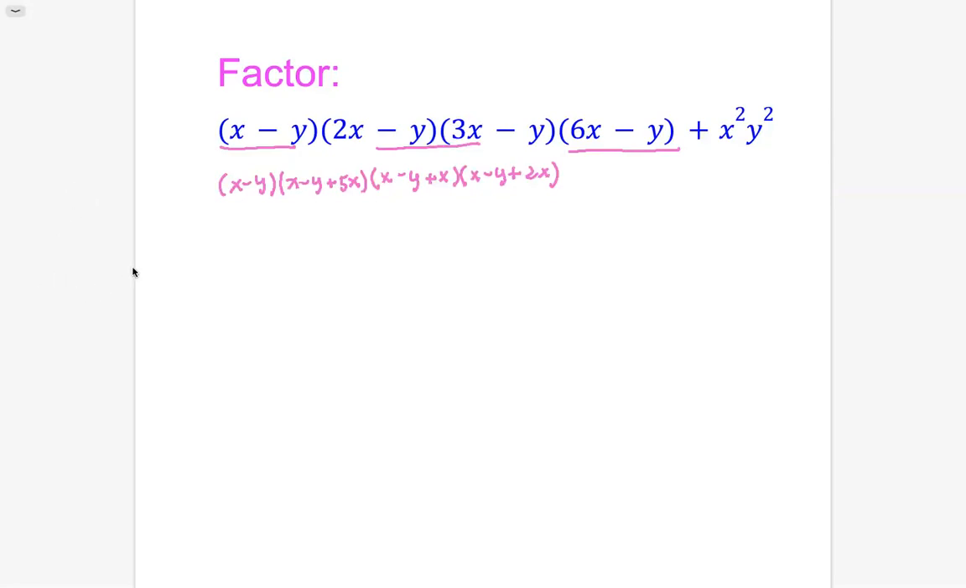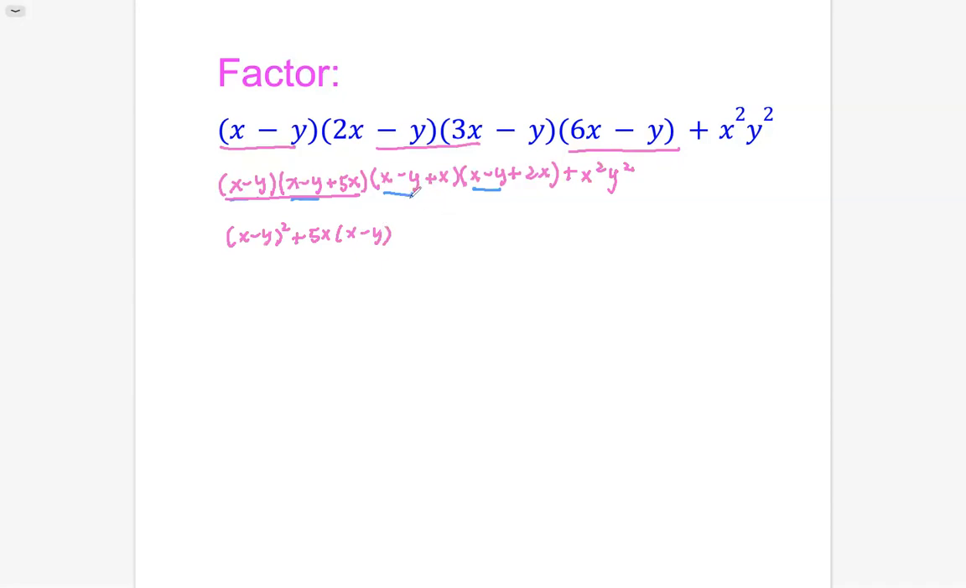So let me change my color. Now you see x minus y, x minus y, x minus y, x minus y, right? And of course, we need to add x squared, y squared. We need to carry x squared, y squared with us. Now let's multiply 2 by 2. So if we multiply those two factors, right, we get x minus y squared plus 5x times x minus y.